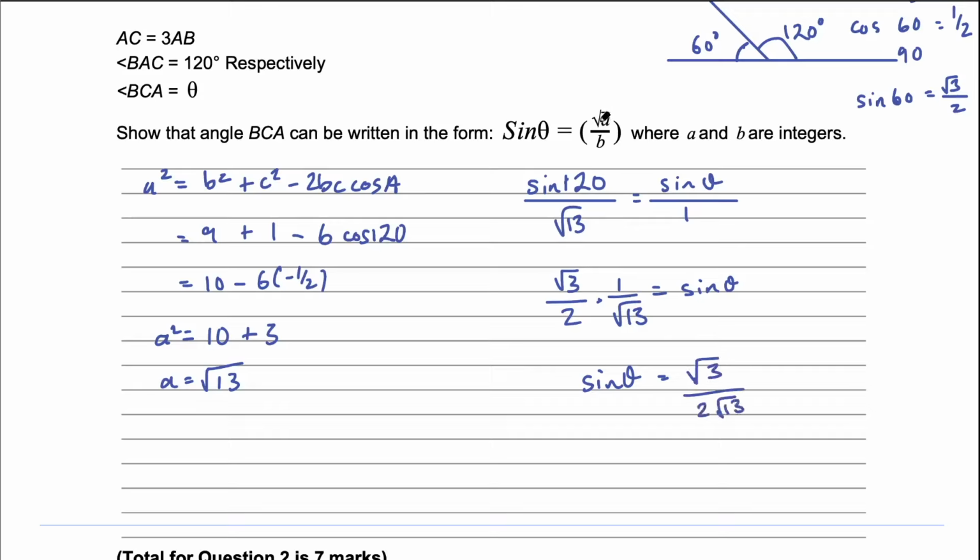Now we need it in this form where we have root a over b, so we need to rationalize the denominator, multiplied by root 13 over root 13. Then we get 3 times 13 on the top line would be the square root of 39. On the bottom line, we'd get square root 13 times square root 13, that's just 13, times 2 would be 26. So I believe that should be the final answer, 39 being a product of two prime numbers, 3 and 13. We can't factorize that into any square numbers, and so we can't simplify any further.